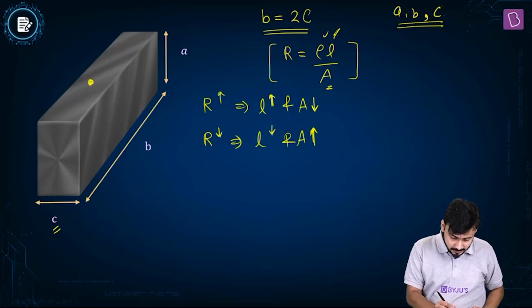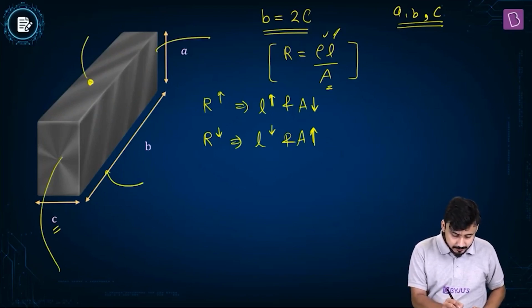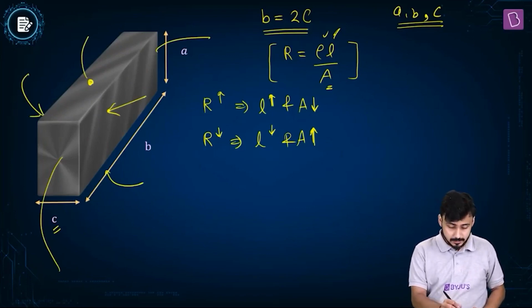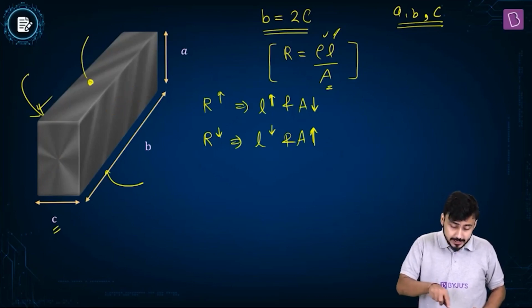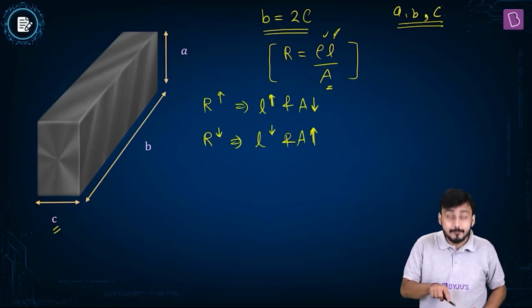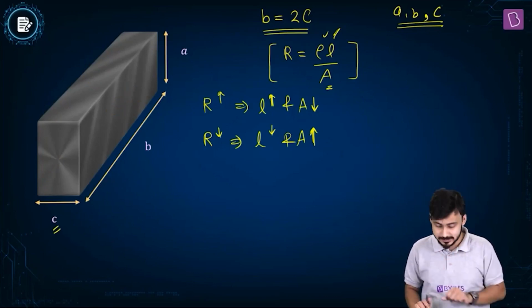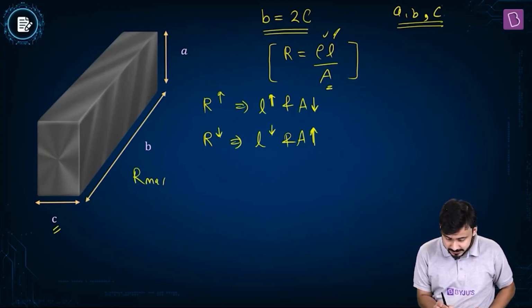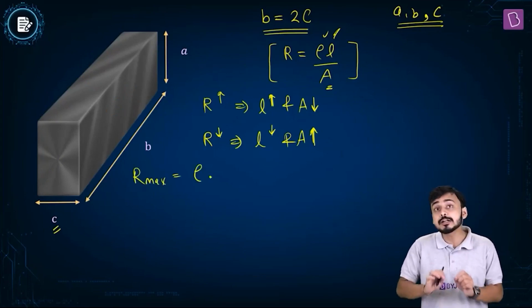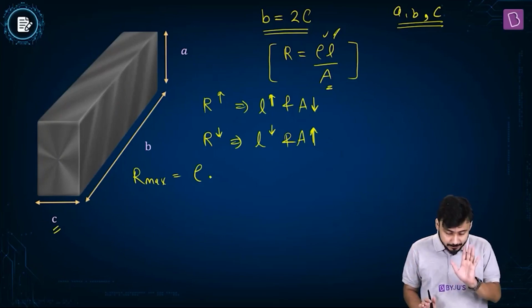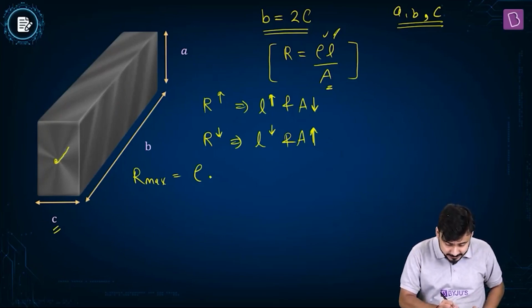One, you attach the battery like this. And one, you attach like this between these two phases, right? Correct? Okay. Now, if you want to maximize the resistance, let's say we talk about the maximum resistance, that is equal to rho times the maximum length possible. So the maximum length possible is across B, correct?